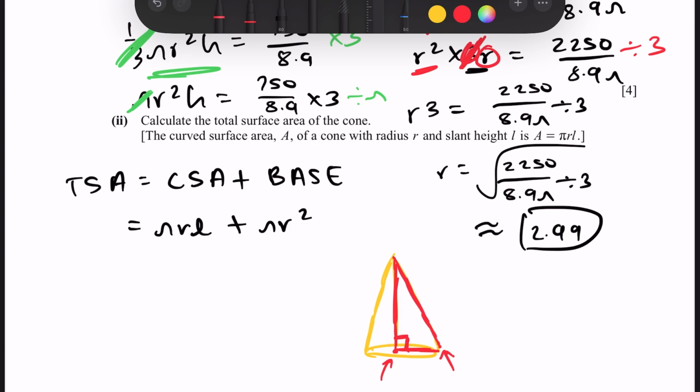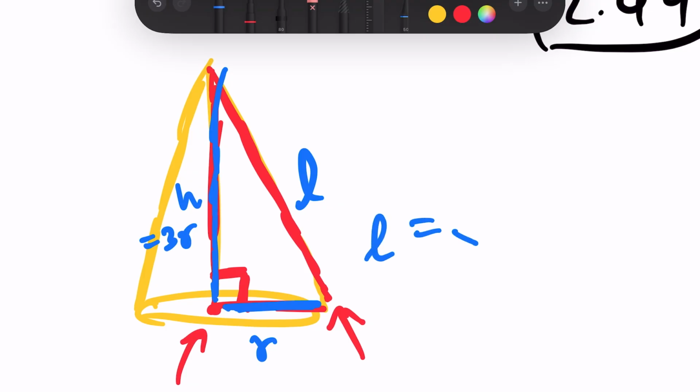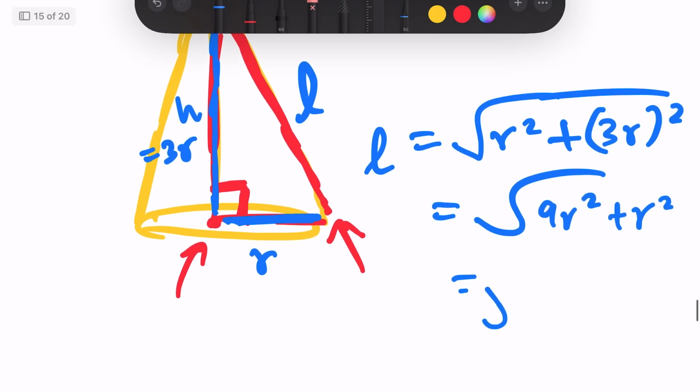And so this side, let me zoom in, this side over here represents our radius, since that's the radius of the base of the cone. And this line represents our height, which is equal to 3r. So this is our slant height, which is the length of the side of the cone essentially. So L squared is equal to r square plus 3r, the whole thing squared. This is equal to 9r square plus r square, which is equal to 10r square.